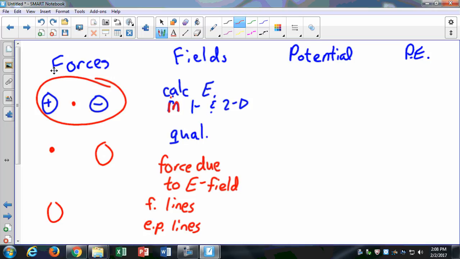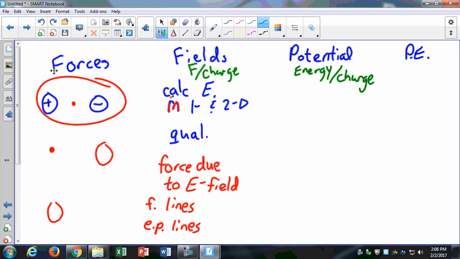Similarly, be able to calculate the potential. Know what potential is, by the way. On all of these, you should know what they are. A field is a force per charge. A potential is energy per charge. And then potential energy is just energy.